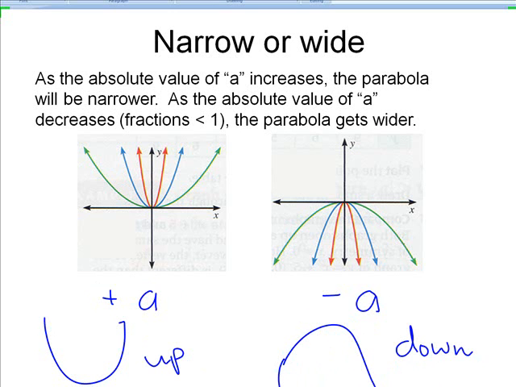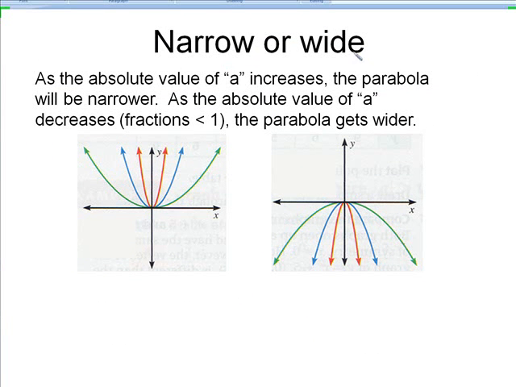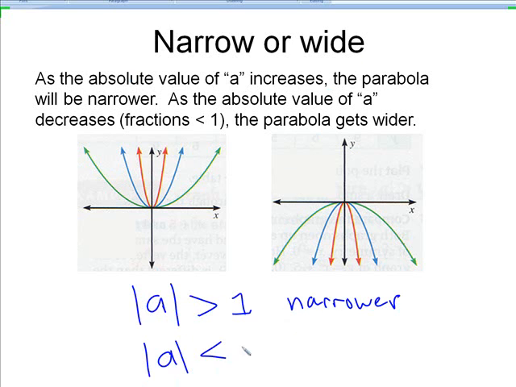Now the next thing, the same rules apply, like I said, in terms of narrow or wide. So the more the absolute value of a increases, greater than 1, the narrower the parabola will get. And if the absolute value of a is less than 1, like a fraction less than 1, the parabola will get more wide. It'll get more wide.